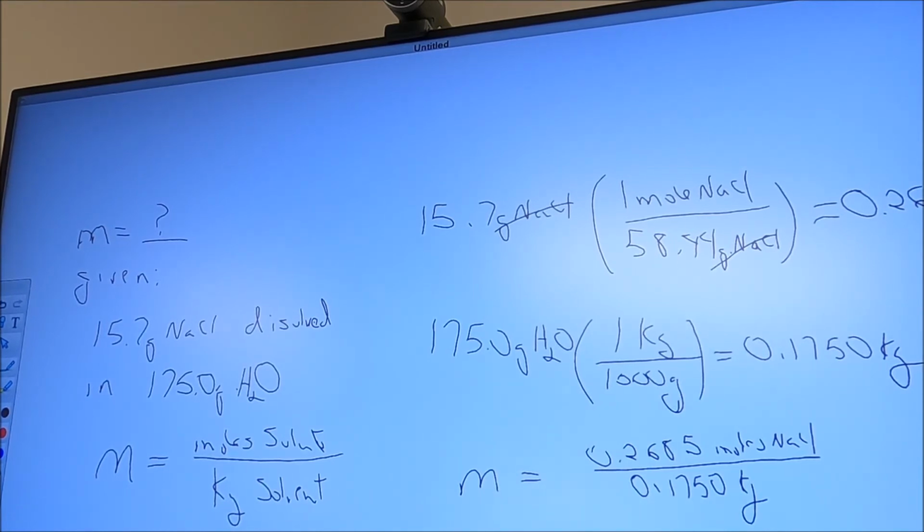How many significant figures should my answer have? 3. Very good. So I get 1.54, and you can use the little m, or you could have written moles of NaCl over kilograms of water. Some people just write moles over kilograms, but it's better to put all the details in, or just use the little symbol. How does that look? It's not too bad, right? Any questions?